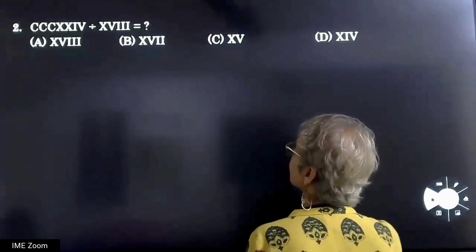So option is A, 18. Very simple. Only the thing is, while writing the number in international system or Indian system, just be careful and write it properly. Addition and division are not so difficult. Only converting the number from Roman to Indian or international numbers, or vice versa, is where you have to be careful. Okay, let us do next.